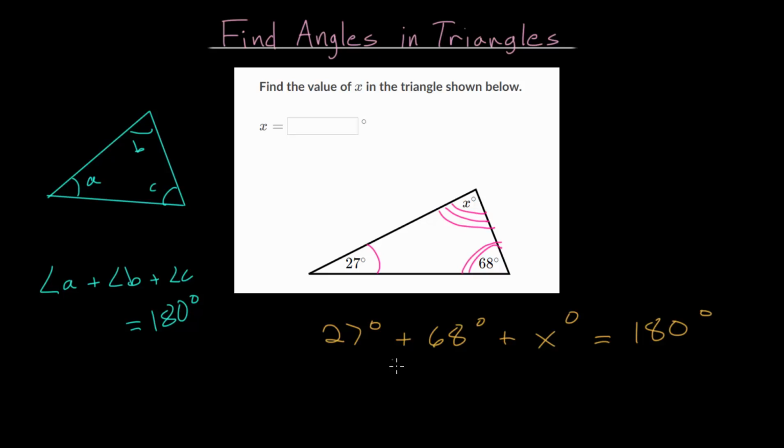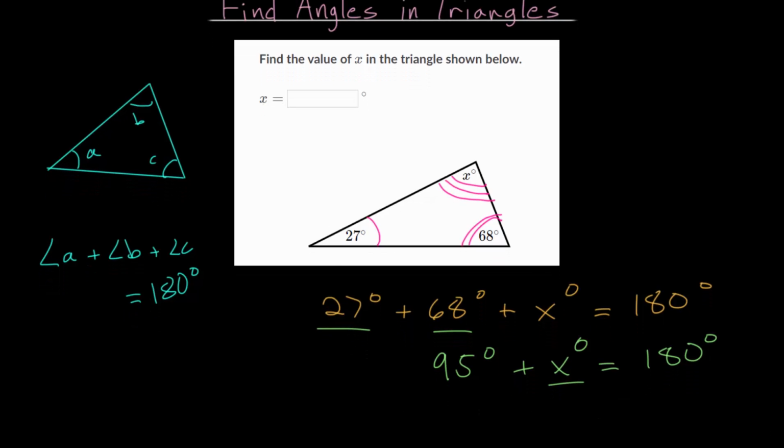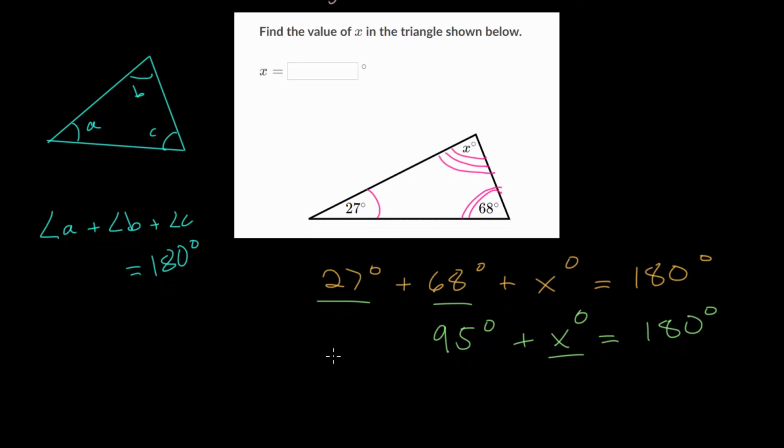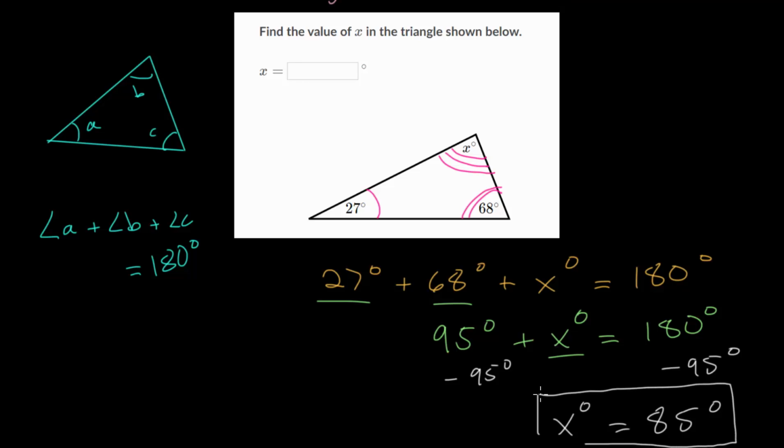We need to start by combining like terms. So adding 27 and 68. 20 plus 68 brings us to 88, plus 7 more brings us to 95. And now we need to solve for x, so we can subtract 95 from each side. So subtracting 95 degrees on each side of our equation, if we take away 90, that brings us to 90, and then taking away 5 more brings us to 85. So it looks like that missing angle is 85 degrees.